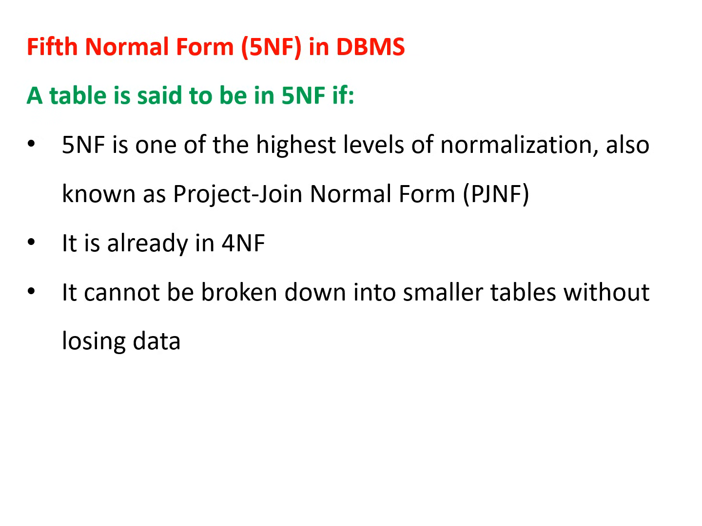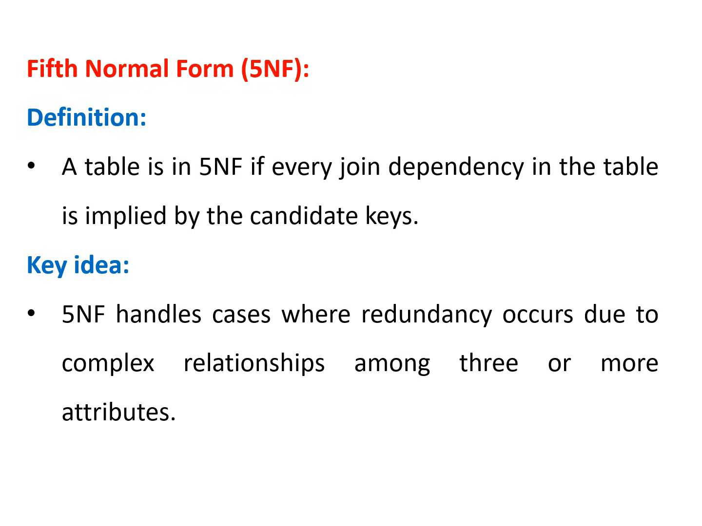It should be in fourth normal form, and it cannot be broken down into smaller tables without losing data. So what is the definition of this? A table is in fifth normal form if every join dependency in the table is implied by the candidate keys. So what's the key idea behind this? Fifth normal form handles cases where redundancy occurs due to complex relationships among three or more attributes.